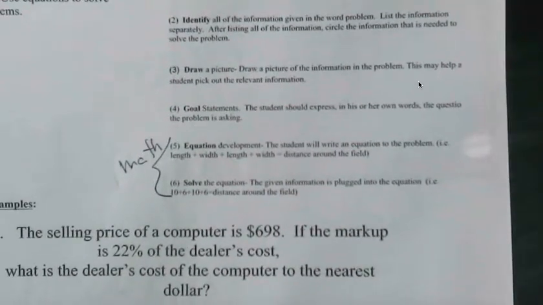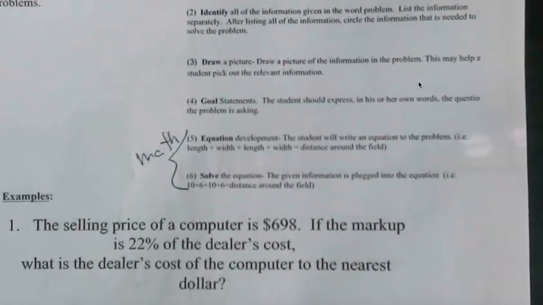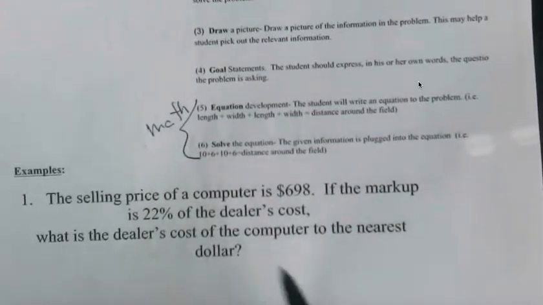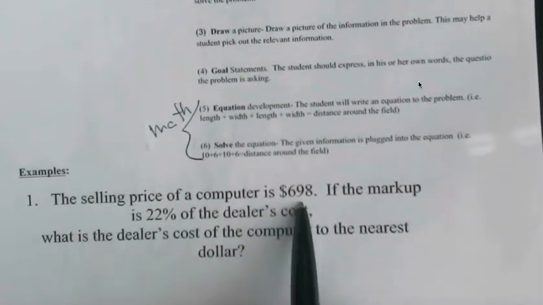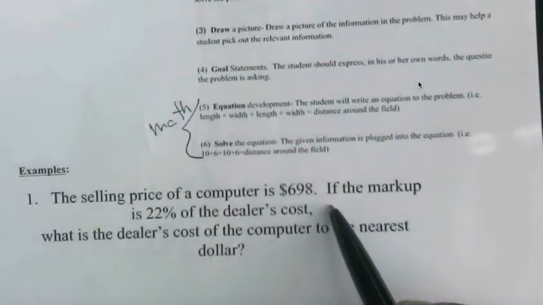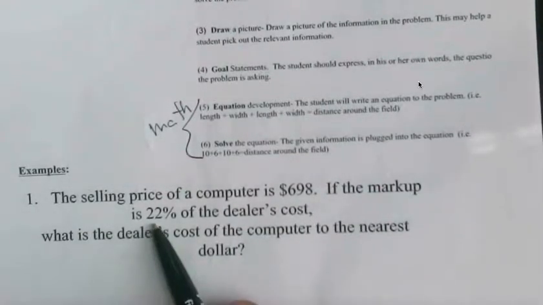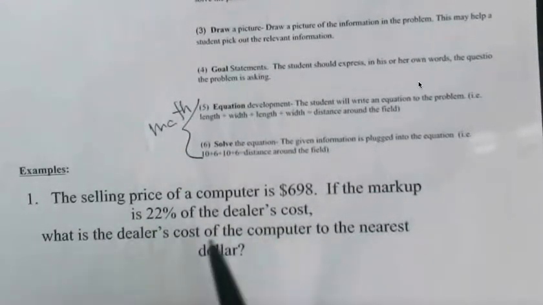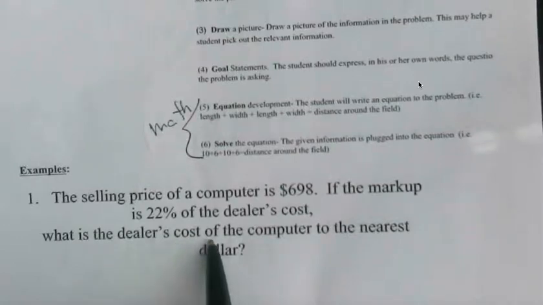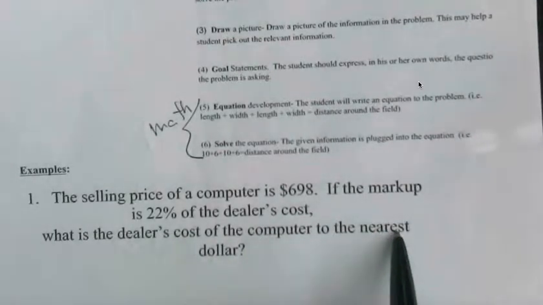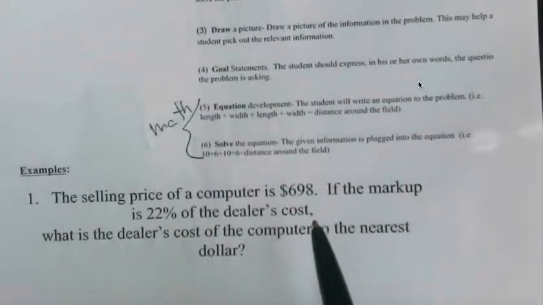So if we start with this first problem here, let's read through this. The selling price of a computer is $698, not too expensive. If the markup is 22% of the dealer's cost, what is the dealer's cost of the computer to the nearest dollar? So I'm going to reread this.